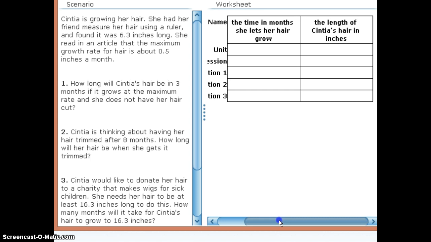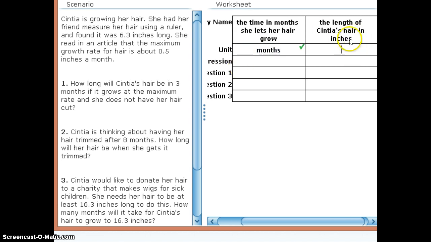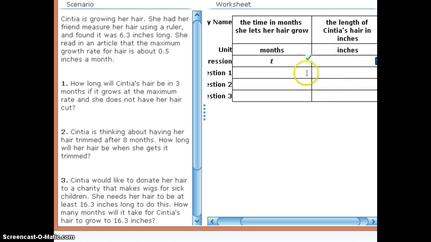I'll fill in this little chart I have. Time in months, so the unit is months. The length of her hair in inches, so the unit is inches. Over here we have an expression, and it's an expression for time. I tend to use t. You don't have to. You can use whatever variable you like. And then the length of Cynthia's hair in inches, we have to think about how that relates back, like how we would calculate that using the number of months.